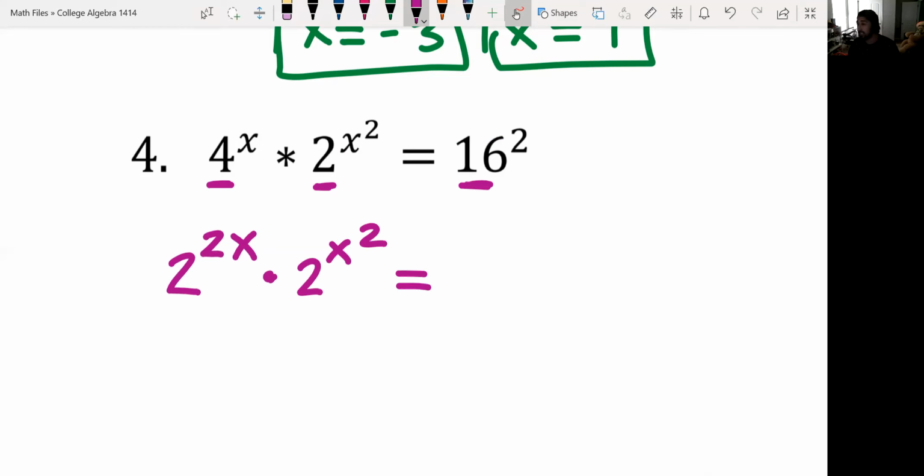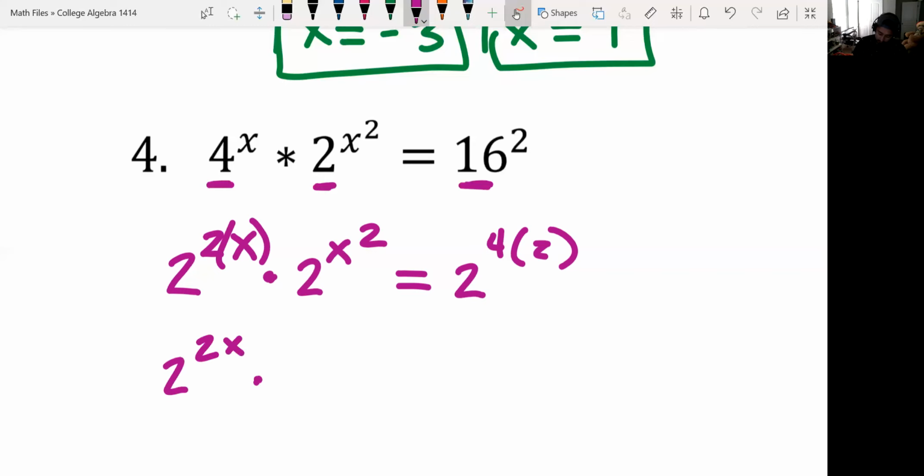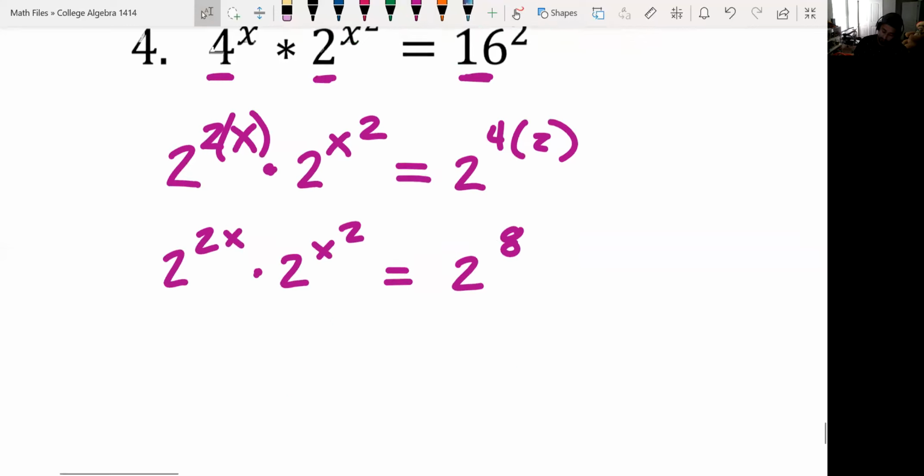Equal to, now 16, you need to rewrite as a base of 2. So 2 squared is 4, 2 cubed is 8, 2 to the 4th is 16. So you get 2 to the 4th, times 2. Here, I'm going to put parentheses there just to show we have to multiply that. Okay. So let's clean this up a bit. 2 to the 2x times 2 to the x squared equals 2 to the 8th.